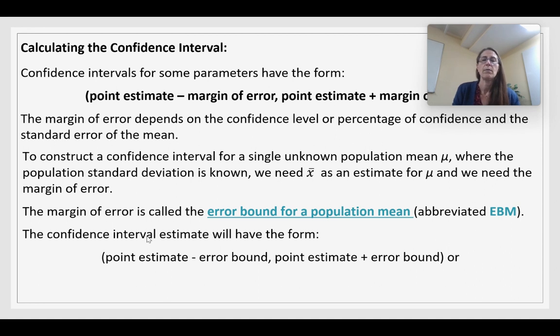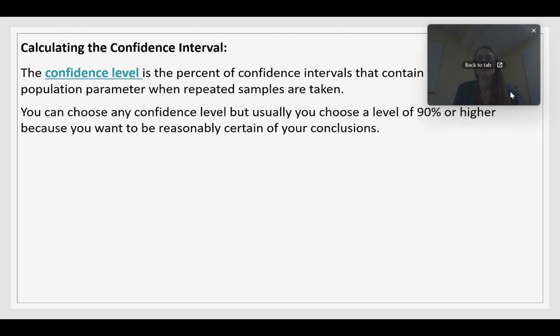So our confidence interval estimate will have the form: the point estimate minus our error bound, comma, the point estimate plus our error bound. In formula version, this is X bar minus the EBM, comma, X bar plus the EBM. So we find that sample mean, we subtract off the margin of error, and we add it on to get our lower and our upper values for our confidence interval.